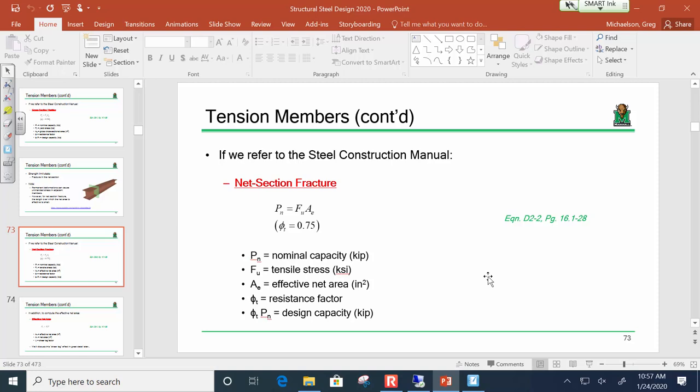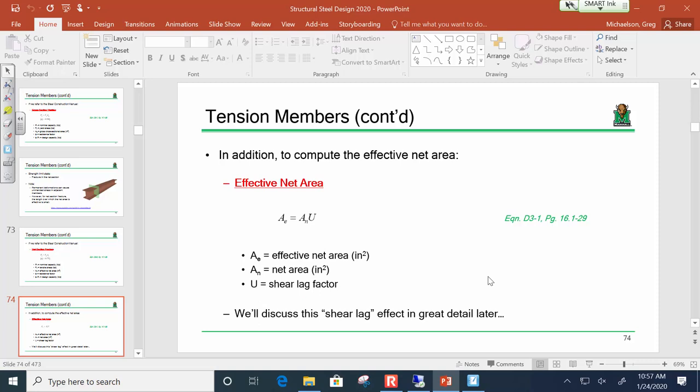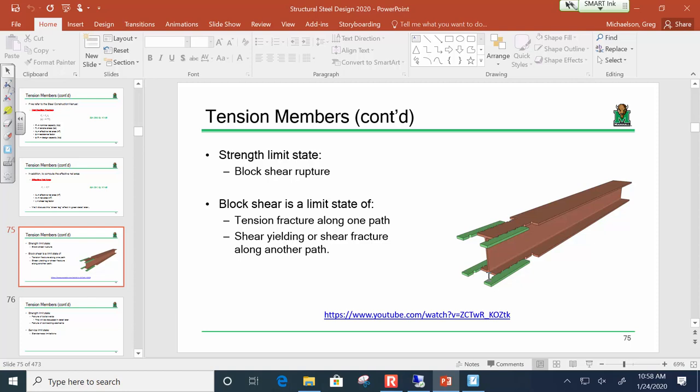Effective net area, we'll talk about the effects of shear lag later so that you understand what it is. But it's basically a stress-related phenomenon related to the stresses at the connection and that they're not uniform. But we'll talk about that later. Block shear, we will also talk about, but that's a little bit down the way. That's after we start looking at design. It's not hard to compute, but if I showed you the formula now, we've got to deal with other individual components first.